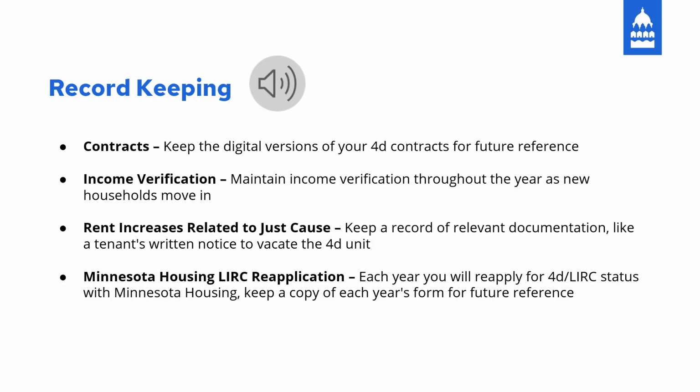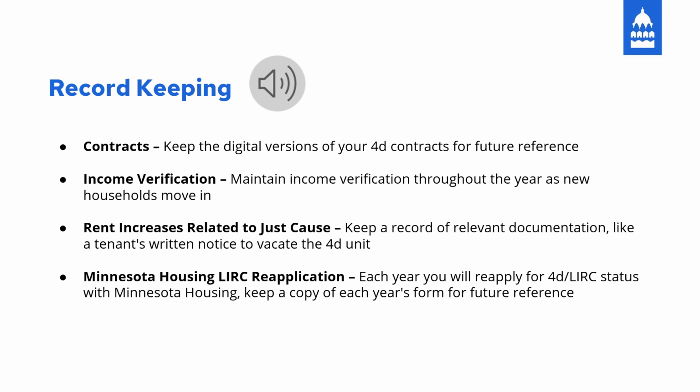Here is a visual timeline of the compliance process that was outlined on the previous slide. One of the most important tasks to remember throughout the year is to maintain your records. You should keep the digital versions of your 4D contracts for future reference. These are especially helpful to refresh your memory on which units at your property are classified as 4D. Next, you must maintain income verification documents throughout the year. We'll discuss this process in a later slide.